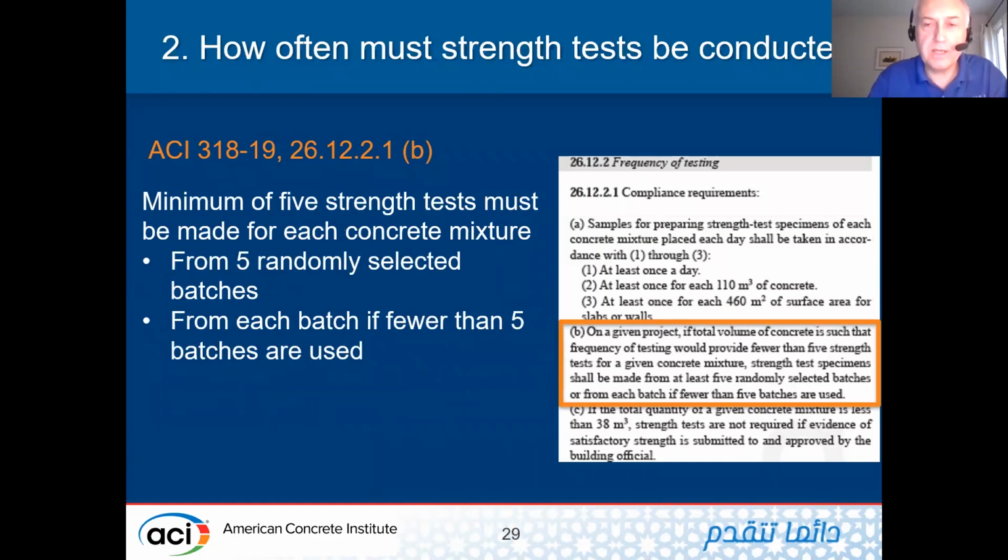Okay, the next thing in that provision is that you must have a minimum of 5 tests, 5 samples for the test. In other words, if you do the smaller cylinders, you would do 3 cylinders for 1 test, but you must have those 5 strength tests. So you must have it from 5 randomly selected batches. And if you have less than 5 batches, you need to do it from each batch.